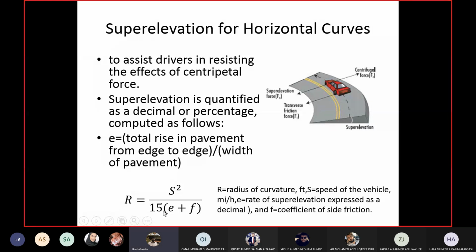Okay, and I told you in the previous slide that super elevation should be higher for higher design speeds. Like I gave the example of the high speed roads, that the super elevation is so high that you can actually see it from your eyes. You can sense it from your eyes. So super elevation is directly proportional with speed and inversely proportional with radius. Okay.